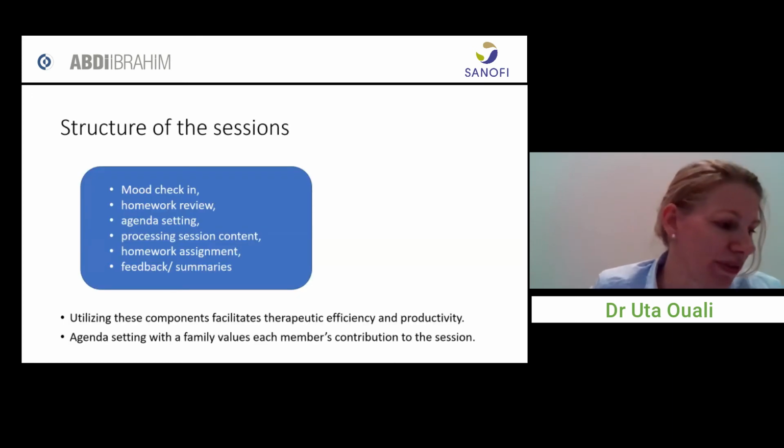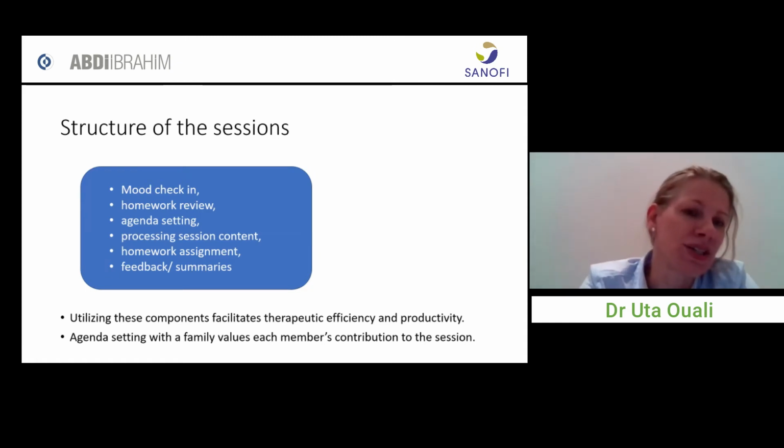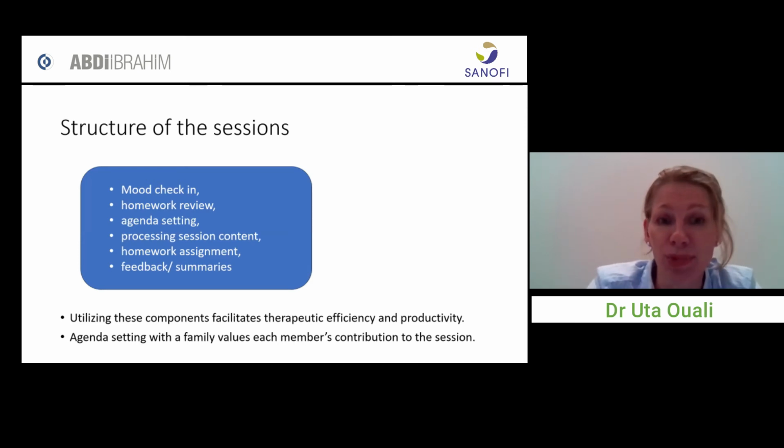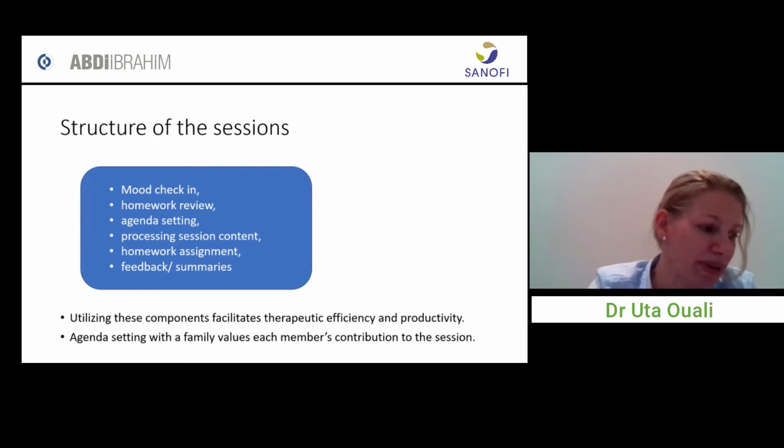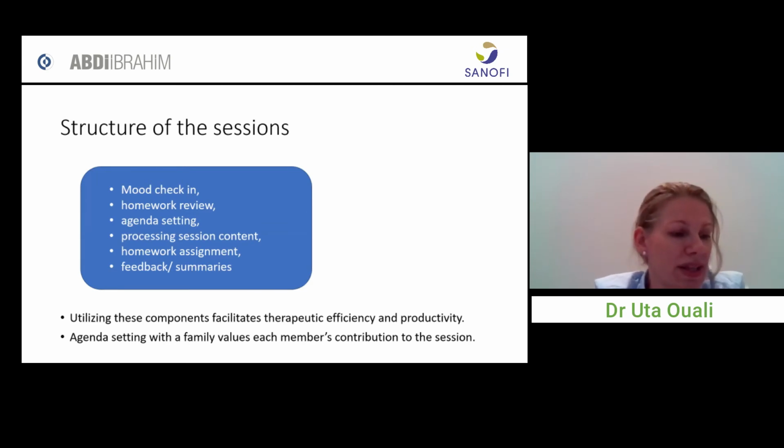Now, concerning the structure of the sessions, such as in individual CBT, sessions are generally very well structured, starting with a mood check-in, then the homework review, agenda setting, then the therapist will process the session content, and at the end you give the homework assignment, and then feedback and summaries. Utilizing these components really facilitates therapeutic efficiency and productivity. And why is this especially important for CBFT? Because processing the session content in CBFT requires the therapist to have a very broad clinical vision.